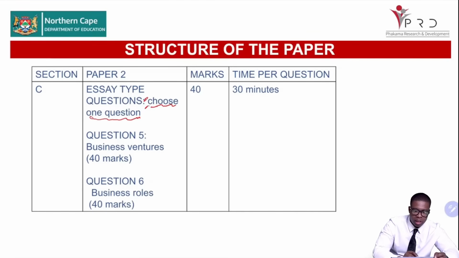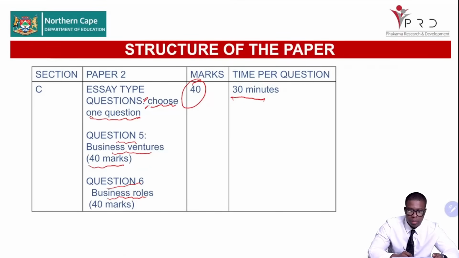Then, section C, you have an essay type question, wherein there is an instruction to say choose only 1 question, and you have question 5 and question 6. Question 5 will be an essay question assessing a business venture subtopic, and it will be allocated 40. Whereas question 6 will be an essay type question assessing business rules subtopics, and the allocated mark is 40, and the time you should spend there is only 30 minutes.